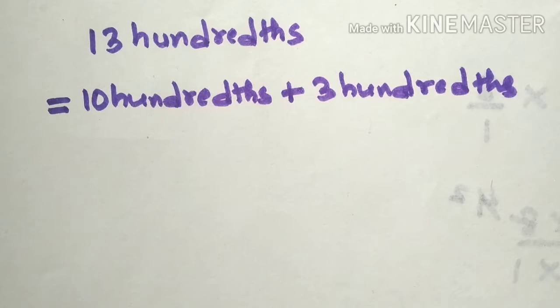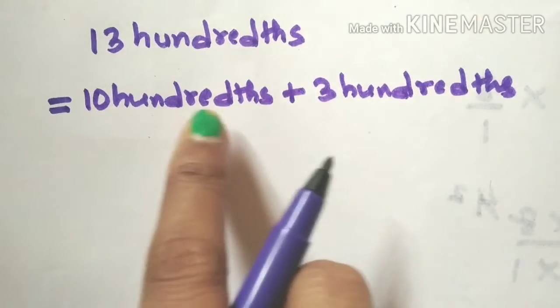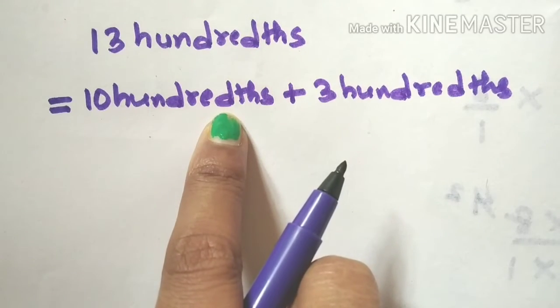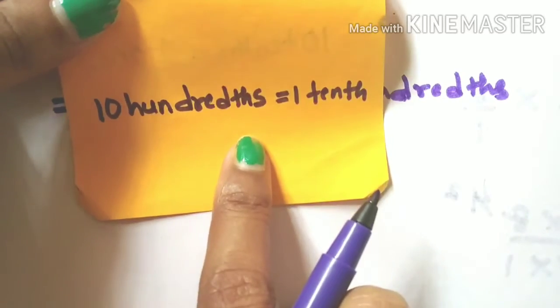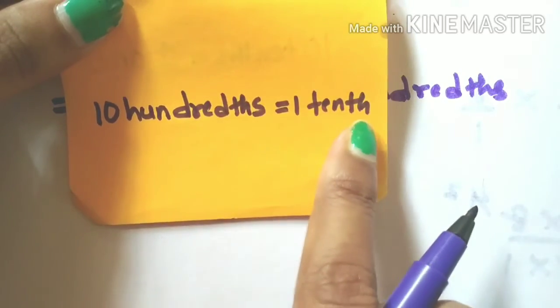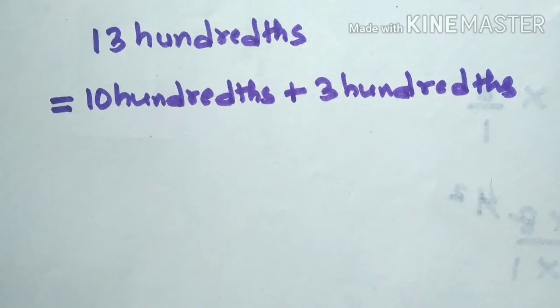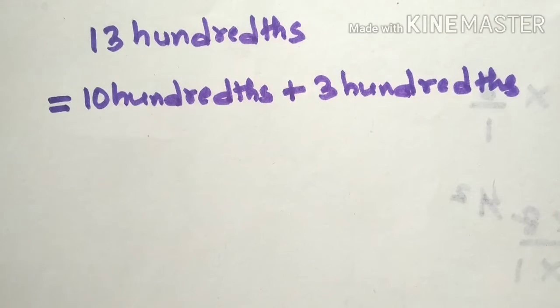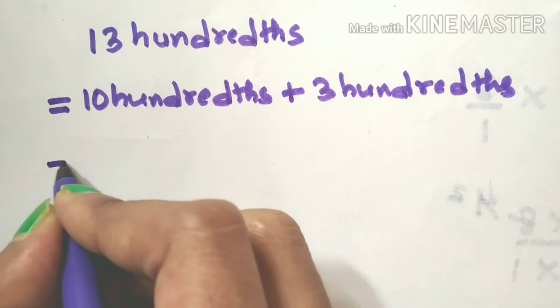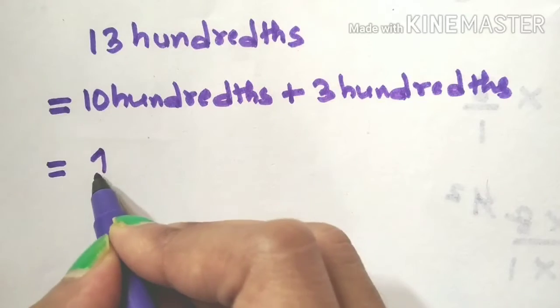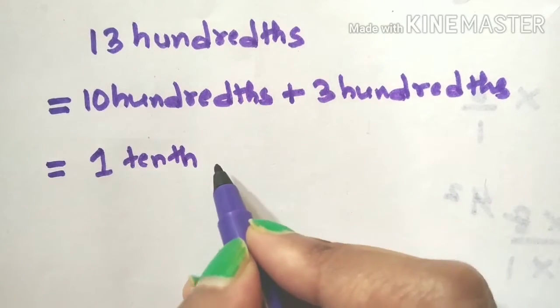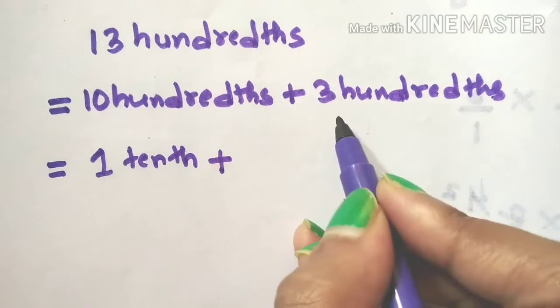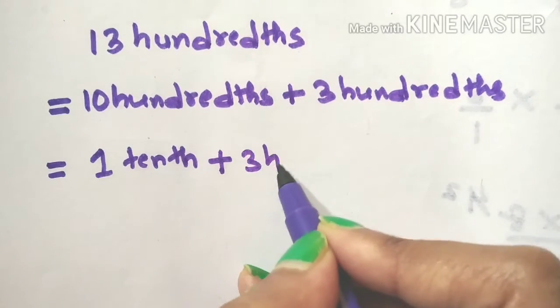Now students, in place of 10 hundredths, we can write 1 tenth because 10 hundredths is equal to 1 tenth. So in the next step, we will write 1 tenth in place of 10 hundredths and 3 hundredths will remain the same.